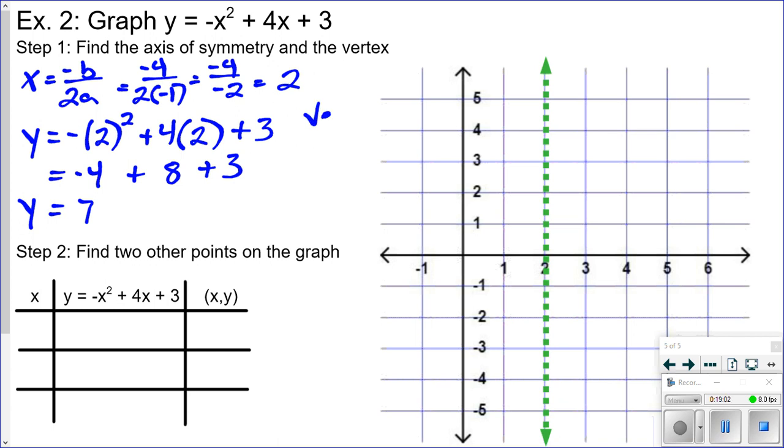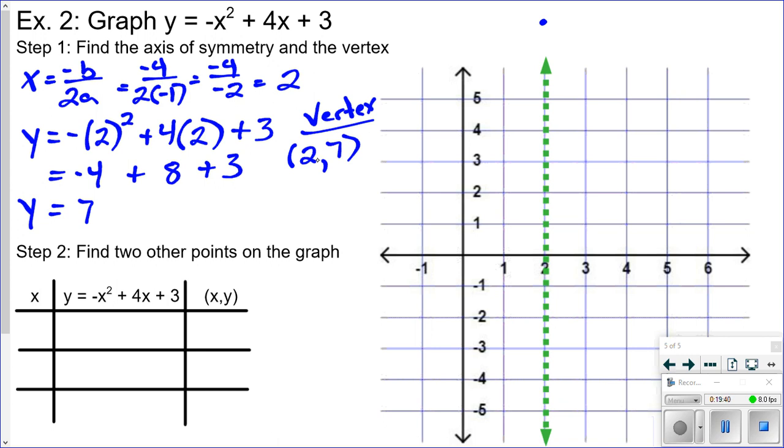Okay, so the coordinates of my vertex: the x value is 2, which I found up here in the very first step. It's the same as my axis of symmetry, and the y value is 7. All right, so my vertex is at 2, 7, and it looks like I didn't make my graph big enough. So instead of having to redo this whole thing, we're going to pretend that this is 2, 7 up here.